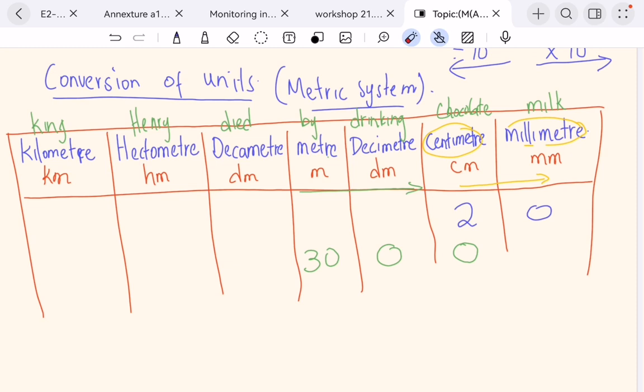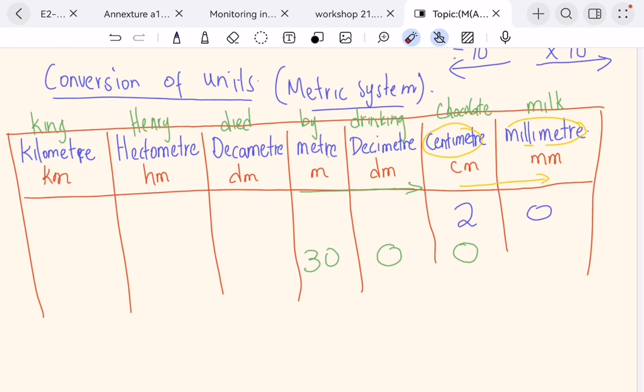In our table of metric units, you will notice that the units that appear to the left of our table, on the side of the kilometer, are bigger than the units that appear on the right of our metric table.